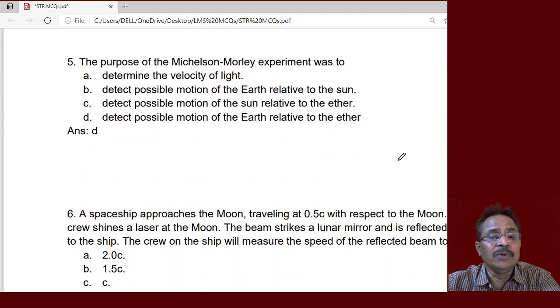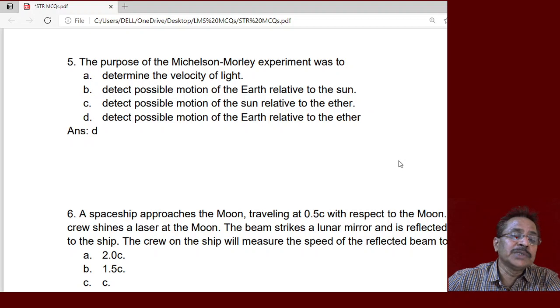Now question number 5. The purpose of the Michelson-Morley experiment, called the MM experiment. This experiment was basically done for a purpose. There are 4 options given. Option A, to determine the velocity of light. Option B, to detect possible motion of Earth relative to the Sun. Option C, to detect possible motion of Sun relative to the ether. And option D, to detect possible motion of Earth relative to the ether.